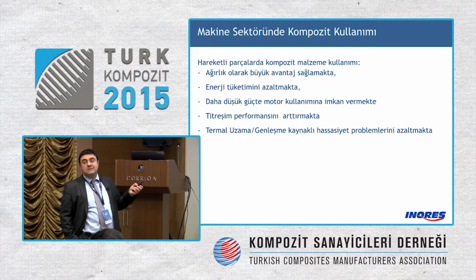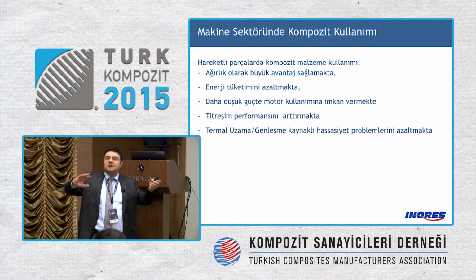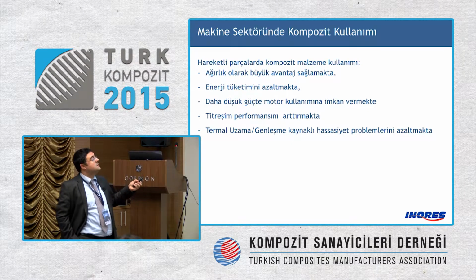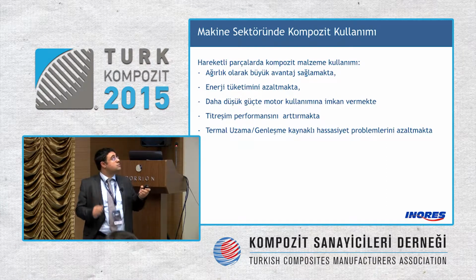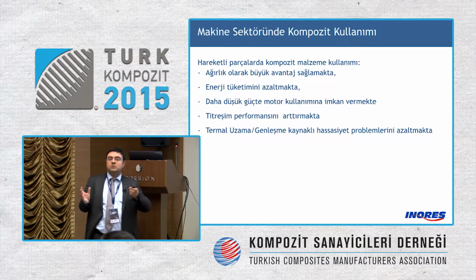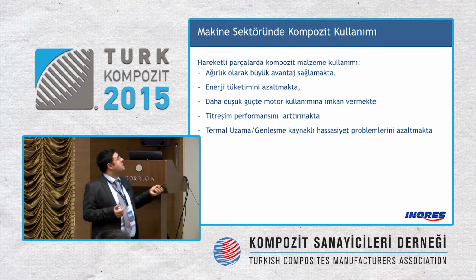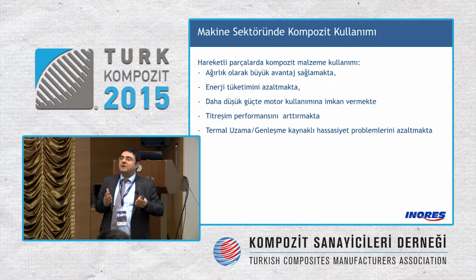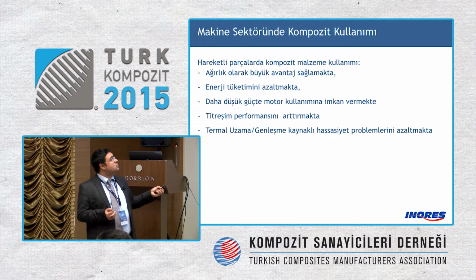The moving parts: composite is used for moving parts. Of course, there is an advantage here because it gets lighter. The energy consumption is decreased, and in order to decrease the energy consumption, you can use composite materials. The vibration performances increase. As I said before, the damping factor can be adjusted and you can increase the vibration performance.